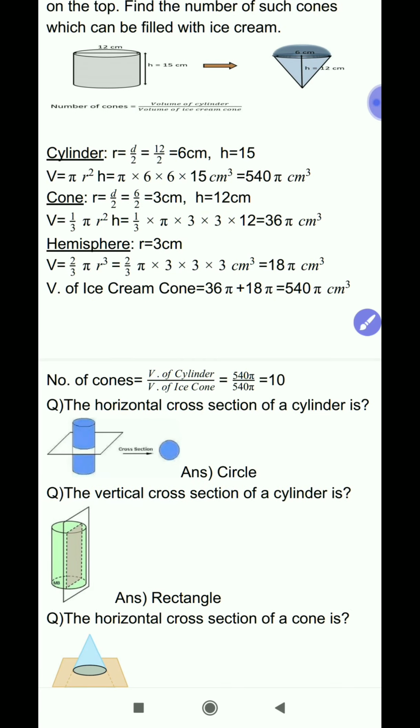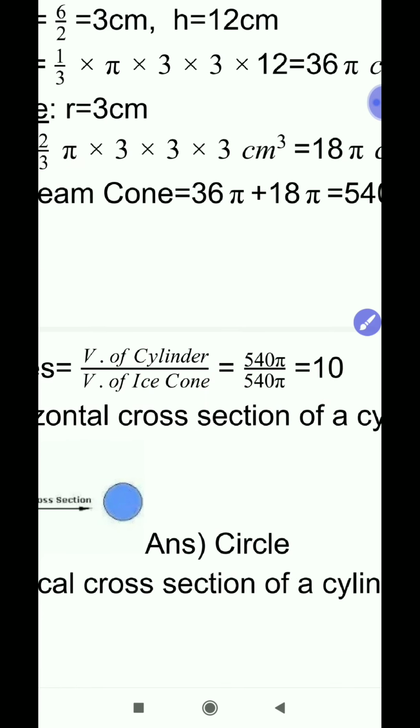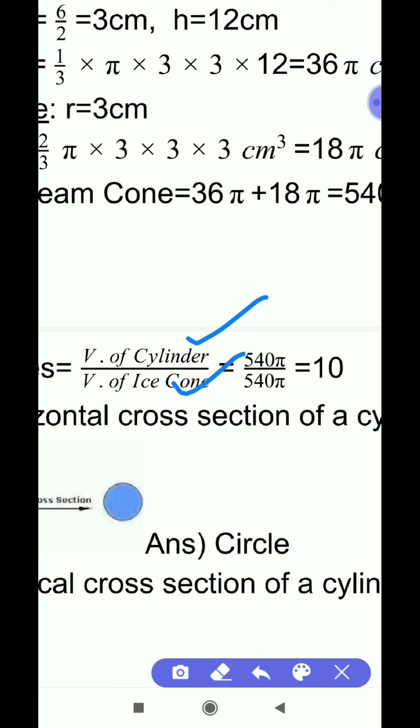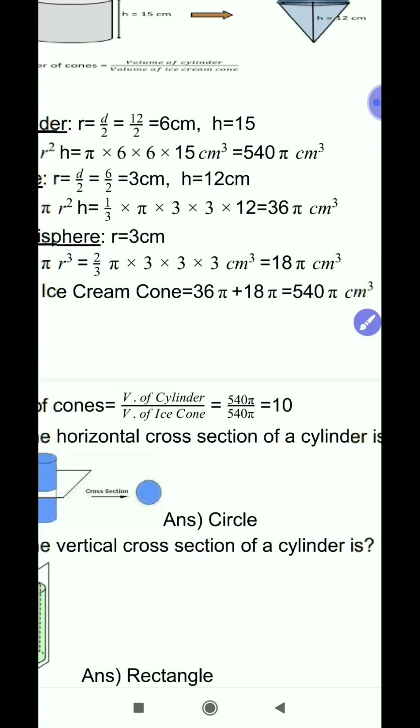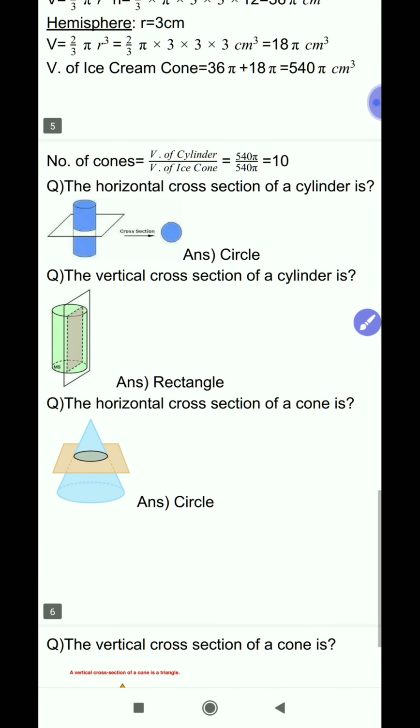The number of cones is volume of cylinder by volume of cone. Volume of cylinder is 540 pi. Volume of cone is 54 pi. By simplification, we get 10. So the number of ice cream cones that can be formed is 10. Now let us go to small bits.